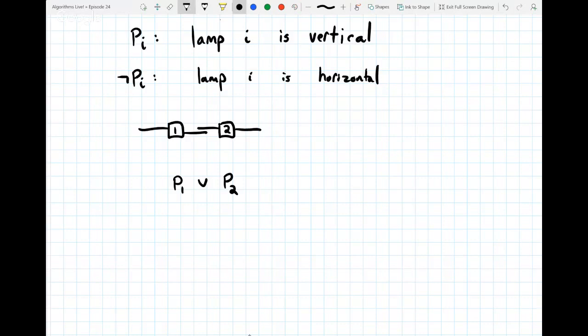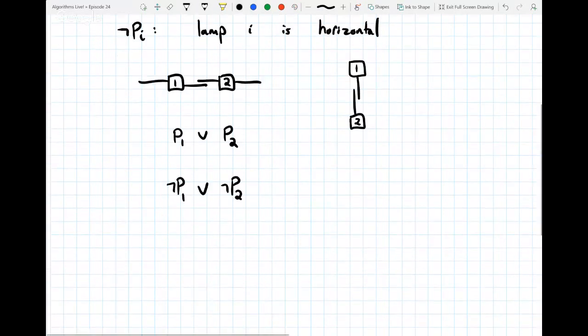We could also have the case where we have two lamps that are in the same row or same column, and they cross like this. In this case, we would say not P1 or not P2. This will force one of these lamps to be horizontal and eliminate that constraint. So what I do is I make a rule for every single ij pair. I look at every ij pair of lamps, and if they're within striking distance of each other, then I add one of these rules. And so I end up making an implication graph off that.